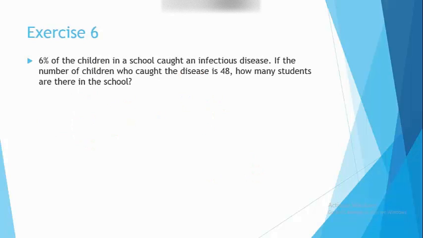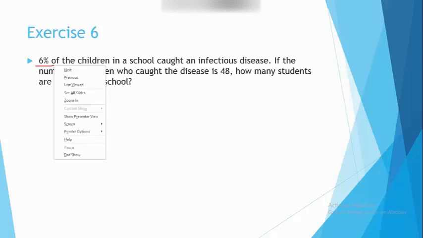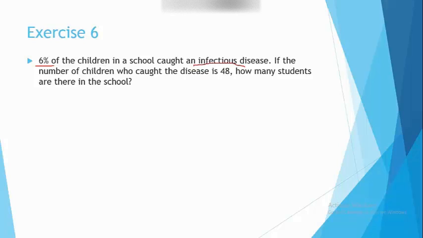Exercise 6. 6% of the children in a school caught an infectious disease. If the number of children who caught the disease is 48, how many students are there in the school? So 6% of the children in the school caught the infectious disease. If the number of children who caught the disease is 48, how many students are there in the school? So we know that 6% of the total number of children in the school have got the disease, and also we know that that is 48 students.